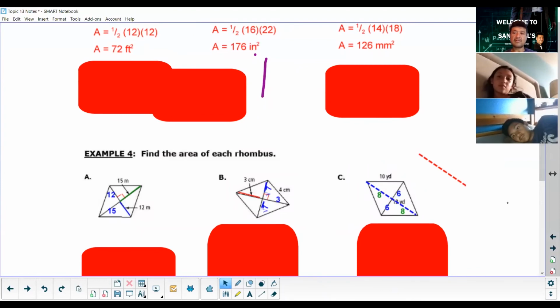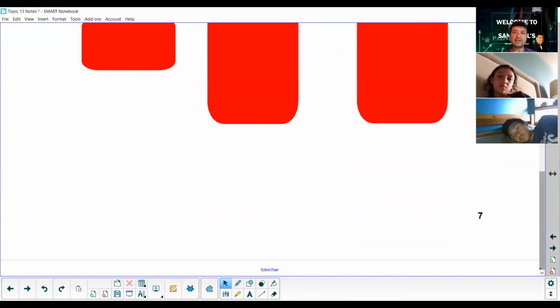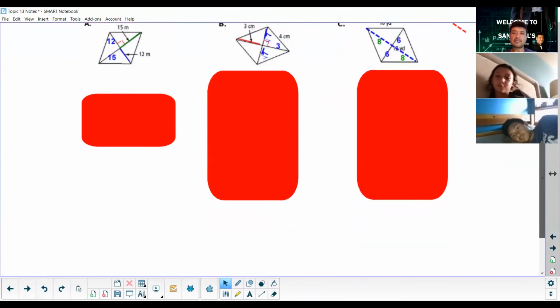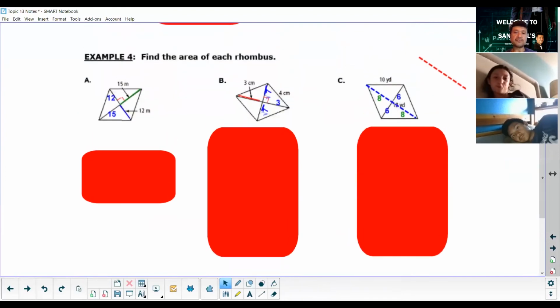Okay, now, all right, Marcus, why don't you go ahead and read the directions for example 4. Example 4. Yeah. And the area of each rhombus. Excellent. All right, so Marcus, how will we solve this one?